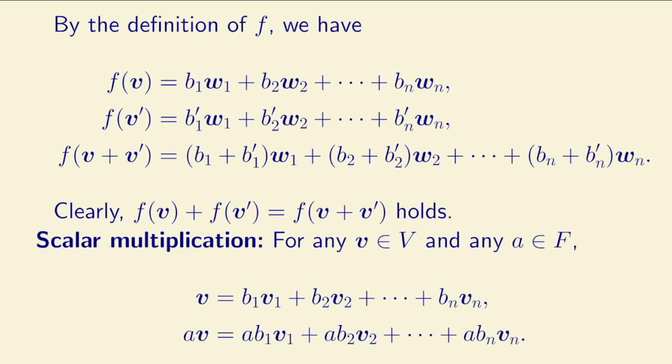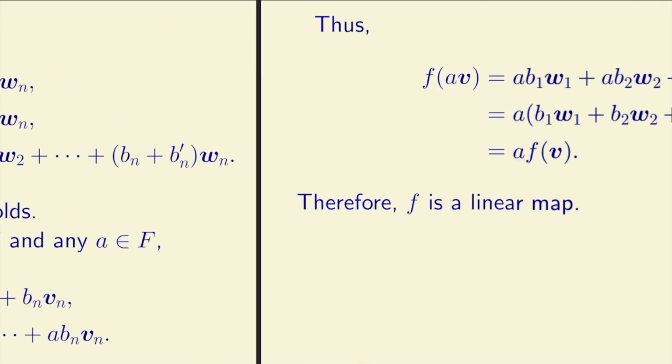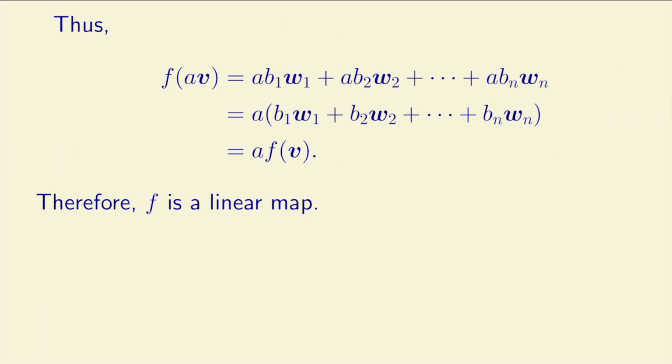The notes say for any vector v and for any scalar a from the field F, we have av equals ab1 v1 plus ... abn vn. When we apply our definition of f to av, what do we get? We get f of av equals ab1 w1 plus ... abn wn, and we can factor out the scalar a, so that's equal to a times (b1 w1 plus ... bn wn), which is just a f of v. It works. So f is definitely a linear map.